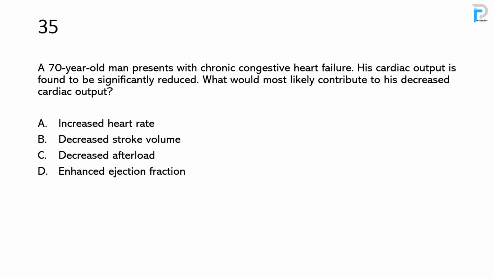A 70-year-old man presents with chronic congestive heart failure. Chronic congestive heart failure means the heart is not working efficiently. His cardiac output, of course, will be decreased because the heart is failing. What would most likely contribute to the decrease in cardiac output? So cardiac output is going to decrease because of a decrease in stroke volume, of course, because the heart is in failure and is not contracting efficiently, and that is going to reduce the stroke volume and subsequently will reduce cardiac output.